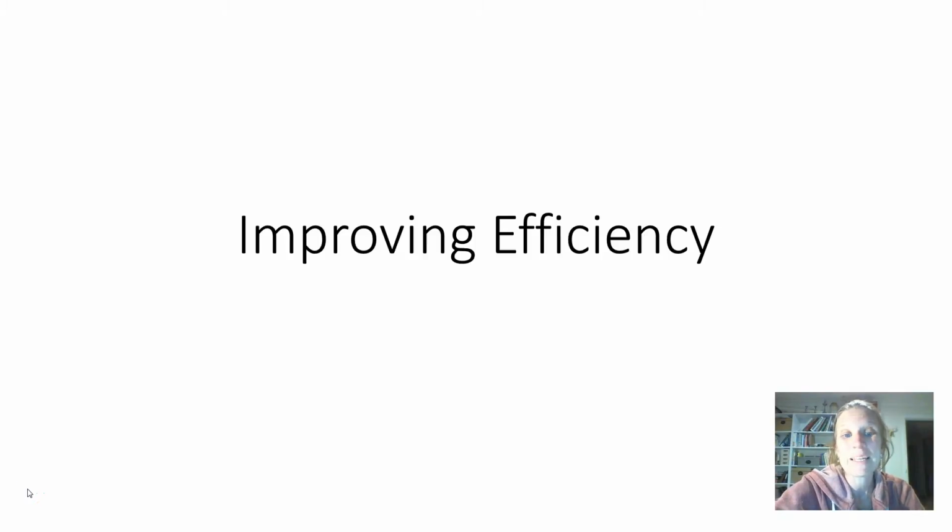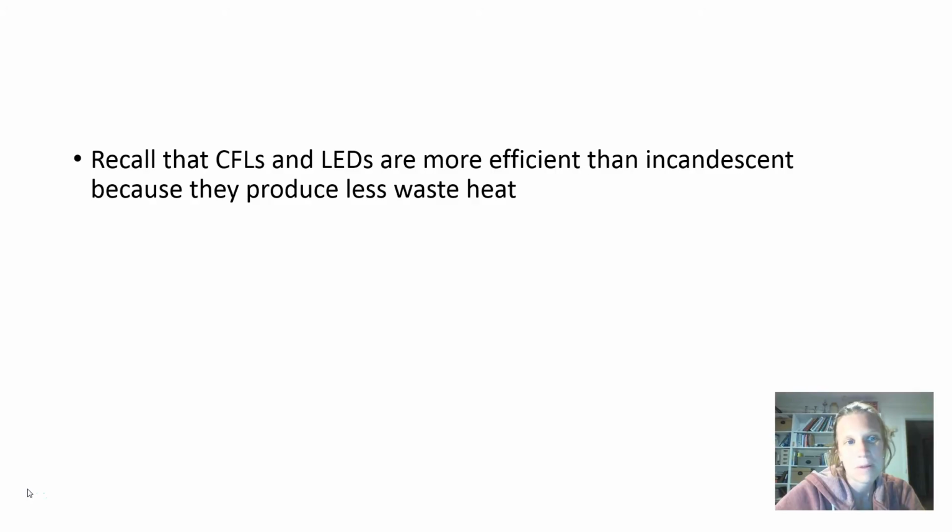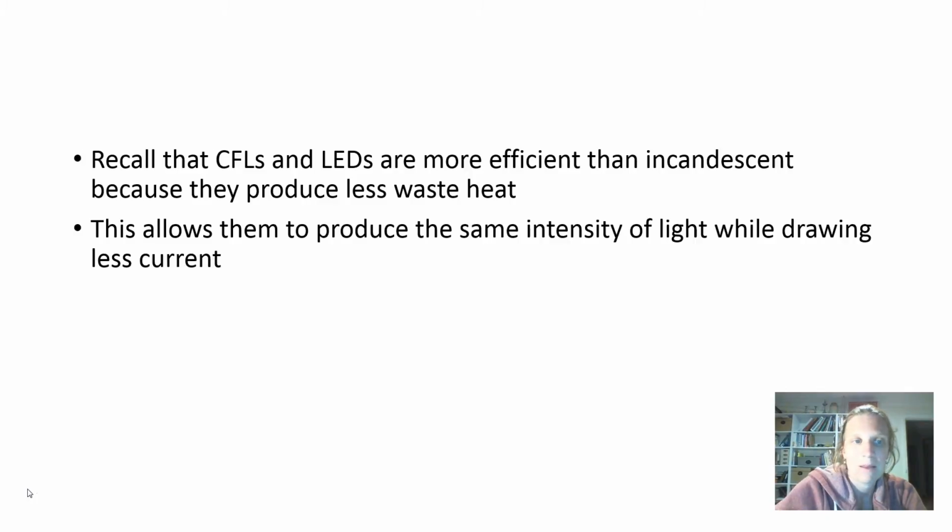Okay, let's talk quickly about how we can improve the electrical efficiency of light bulbs. Recall from the video you watched a few moments ago that compact fluorescent light bulbs and light-emitting diodes are more efficient than the old incandescent bulbs because they produce less waste heat. This allows them to produce the same intensity of light while drawing less current.